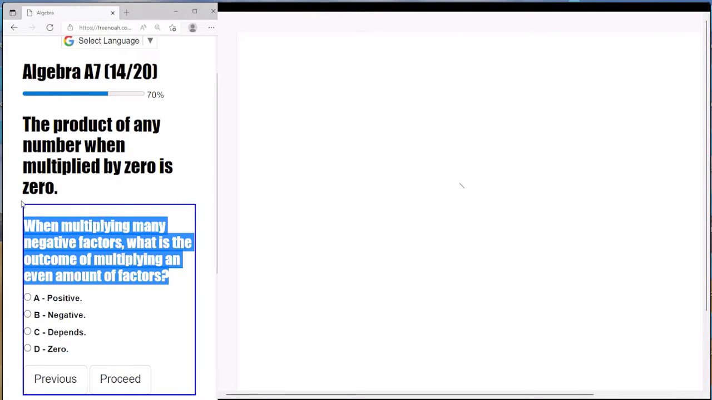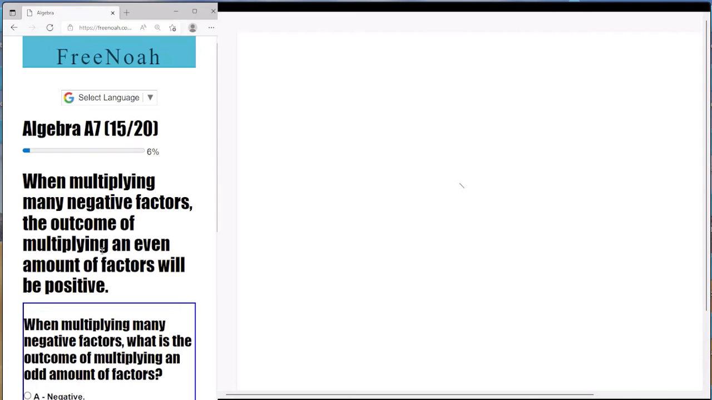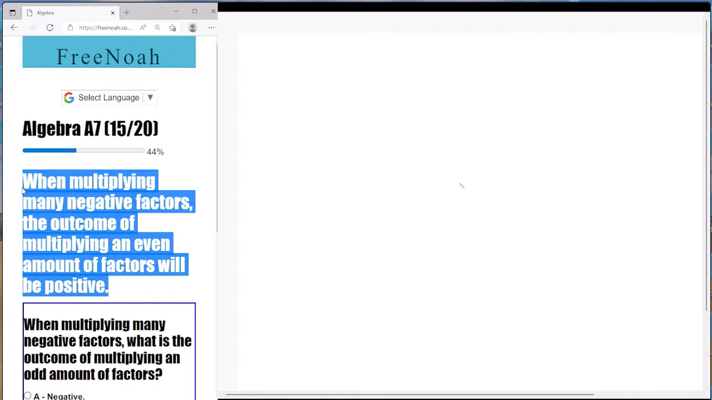When multiplying many negative factors, what is the outcome of multiplying an even amount of factors? So we're building up on multiplying integers, especially multiple integers here, with different signs, positive and negatives. But here it's saying many negative factors.